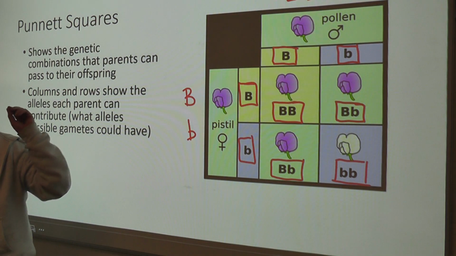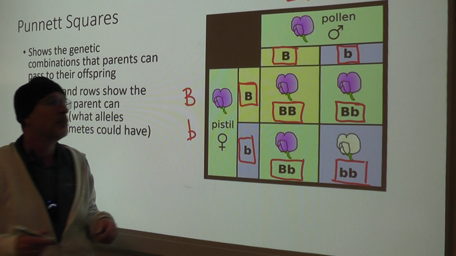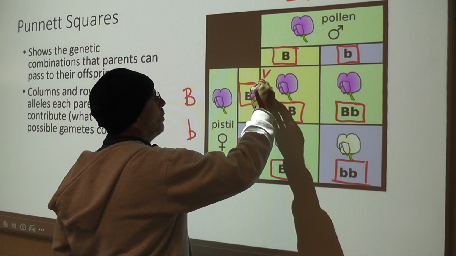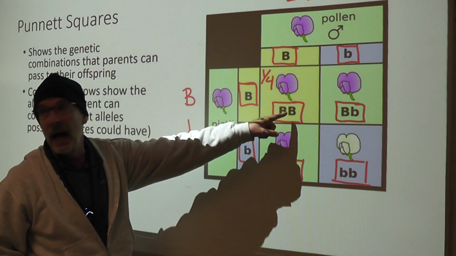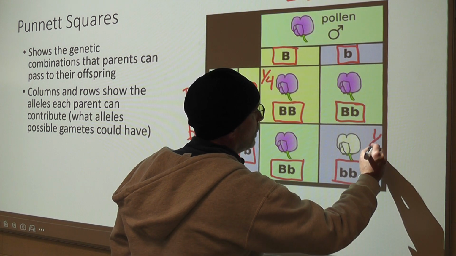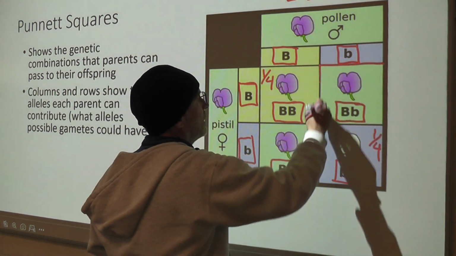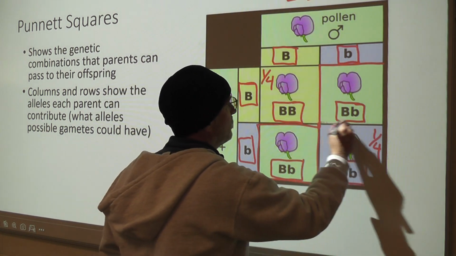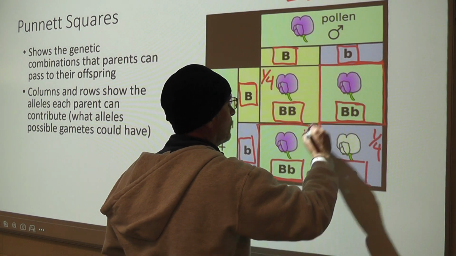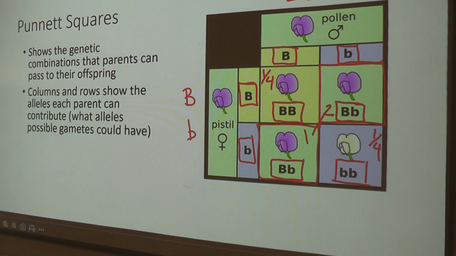If we were to take these 2 plants and breed them together 1,000 times, what we would expect is about 1/4 of them would have 2 dominant alleles, about 1/4 of them would have 2 recessive alleles, and 1/2 of them would have 1 dominant and 1 recessive allele. It wouldn't be perfect, but it'd be pretty close, statistically speaking.